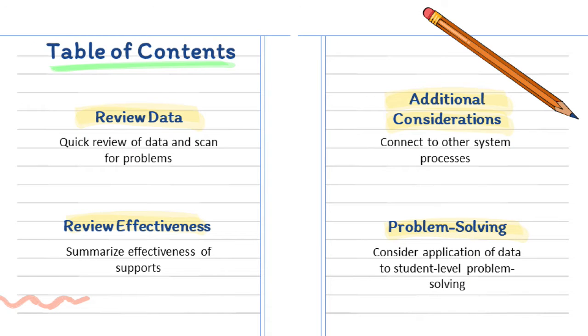This presentation will cover 4 things. First, review of data for accuracy, quick checks of data, including a check for class-wide and grade-wide problems. And second, summarize the effectiveness of supports based on 4 indicators. Third, connect the data review to our other system processes. And fourth, consider application of benchmark screening data to student-level problem solving.